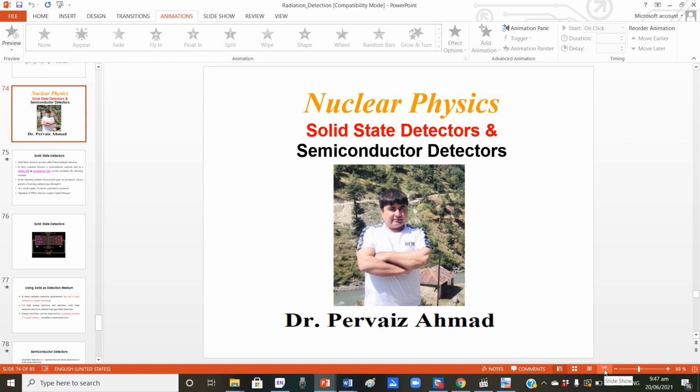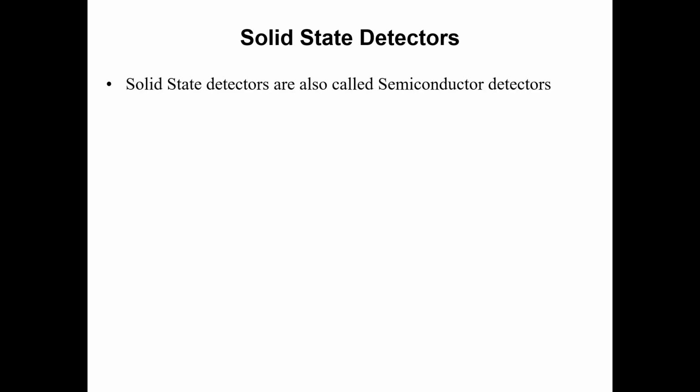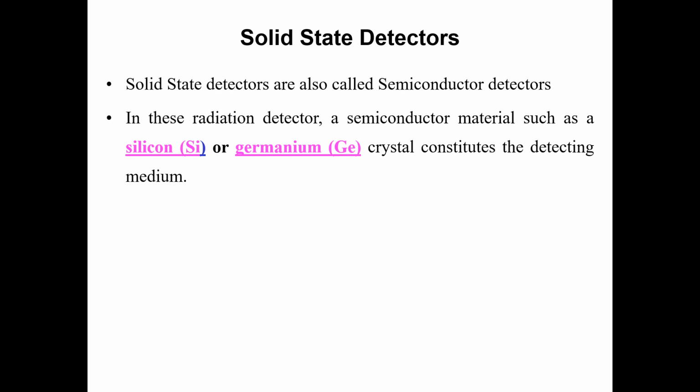In today's lecture of nuclear physics, we will discuss solid state and semiconductor detectors. In the first phase, we will discuss a little bit about the solid state detectors. Solid state detectors normally we also call semiconductor detectors. In these radiation detectors we normally use semiconductor materials such as silicon or germanium crystal.